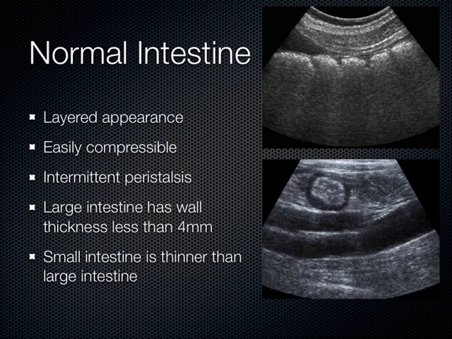Normal intestine kind of looks like this. It's got a layered appearance, it's easily compressible, and it should intermittently peristalse. The large intestine's wall is less than 4 millimeters, and small intestine, everybody argues about it, but it's less than 4 millimeters also, probably closer to being less than 3 millimeters, but it's definitely thinner than the large intestine is. And just keep in mind that on ultrasound, the colon has that typical haustra, and that right hemicolon is usually filled with stool and gas, whereas the left hemicolon is usually found in a somewhat contracted condition.